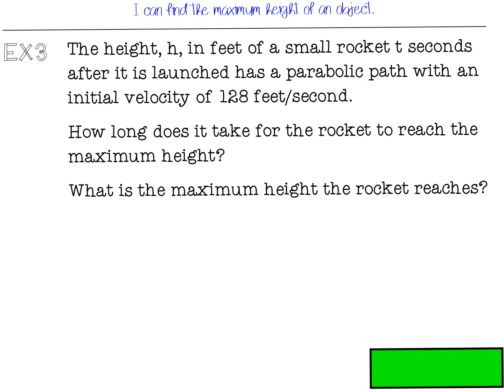All right, here we're going to be talking about the maximum height of an object. So I want you to think about what you know about quadratics, and I want you to use those guiding questions and see if you can solve this question.